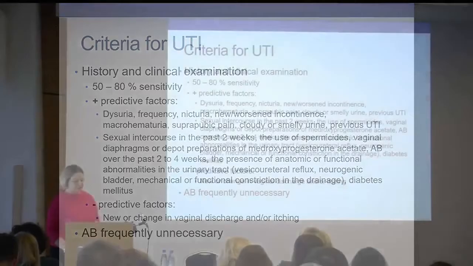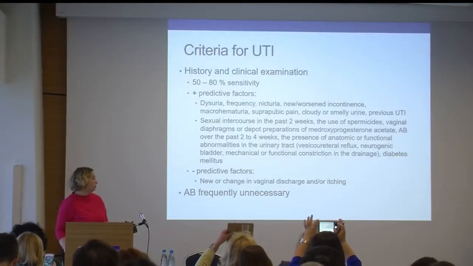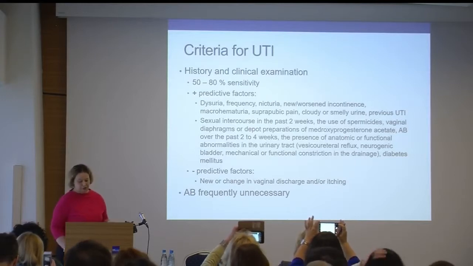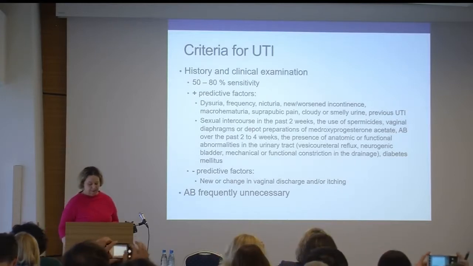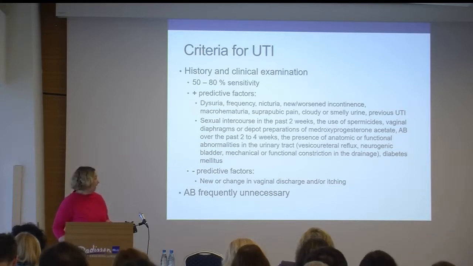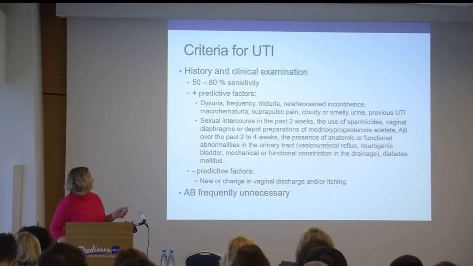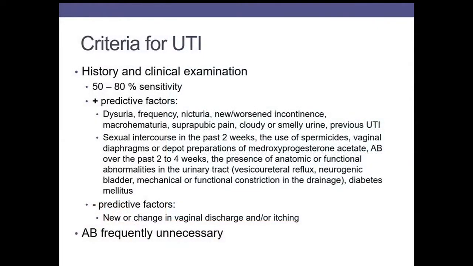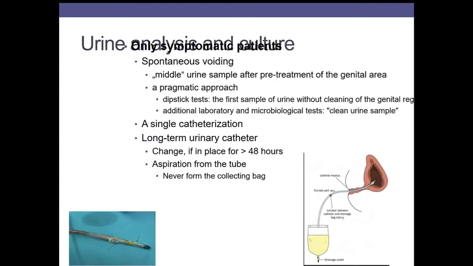Negative predictive factors are new or changed vaginal discharge and itching, which is more pointing toward urethritis. And if you're just taking into account history and clinical examinations, antibiotics are usually prescribed unnecessarily.